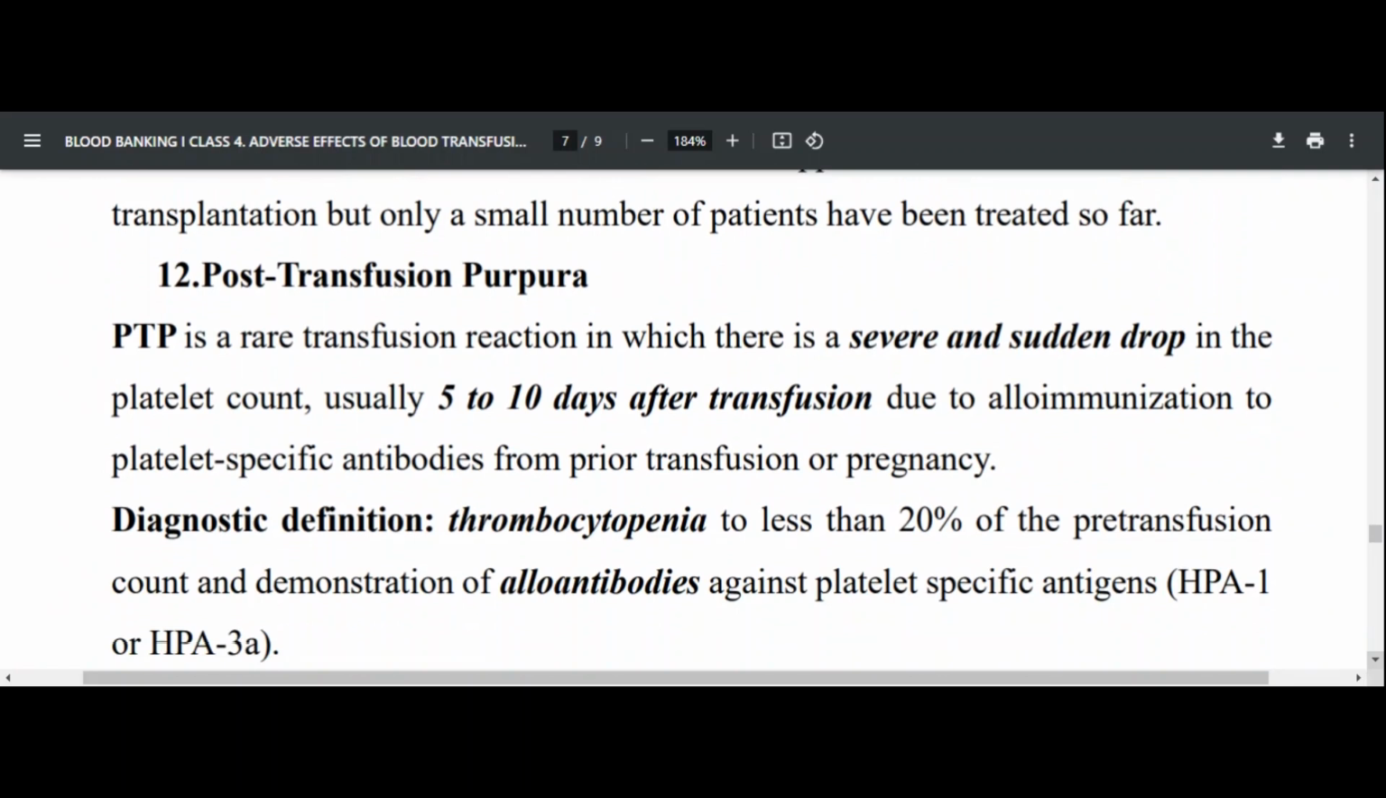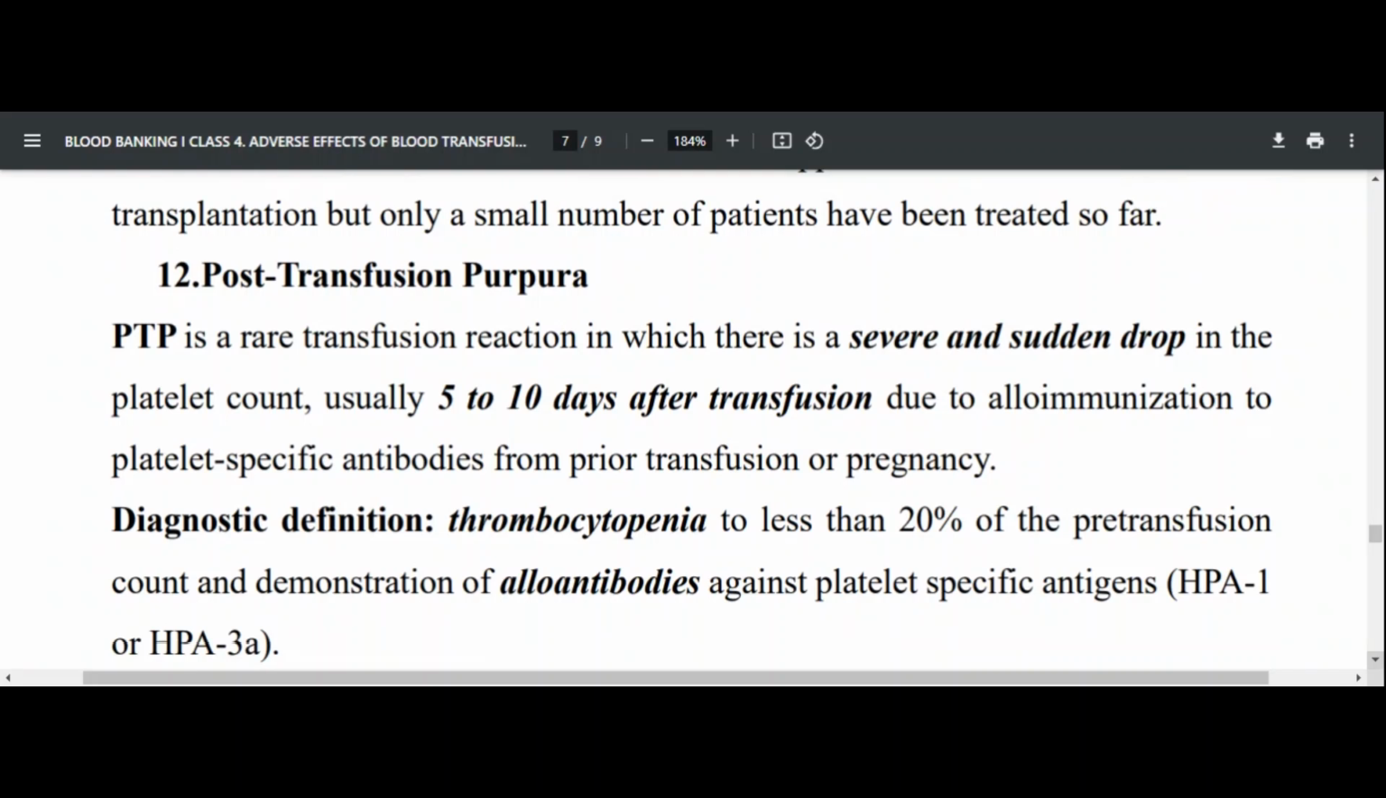Post-transfusion purpura. So this one is called PTP. This is also another problem which is characterized by a sudden and severe drop in platelet count after transfusion. This is because of alloimmunization to platelet-specific antibodies from prior transfusion or pregnancy.